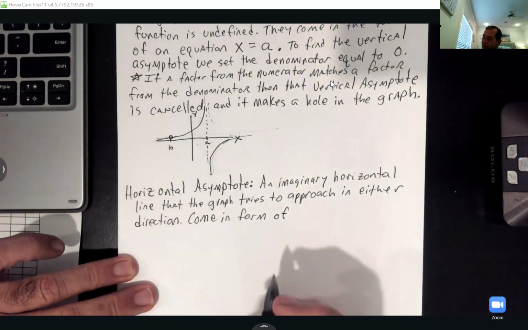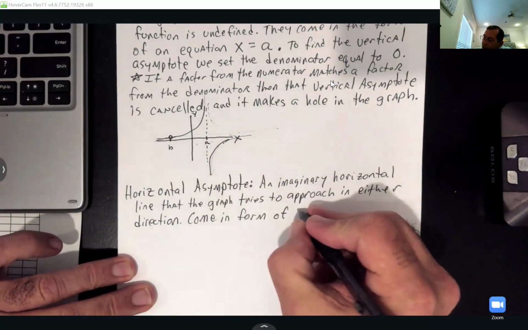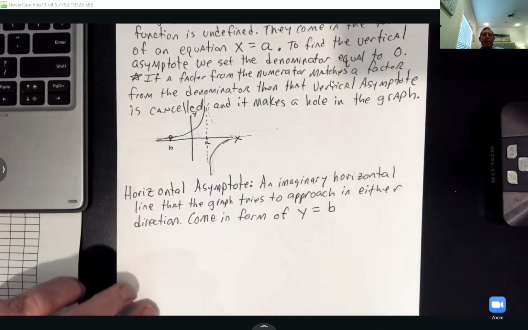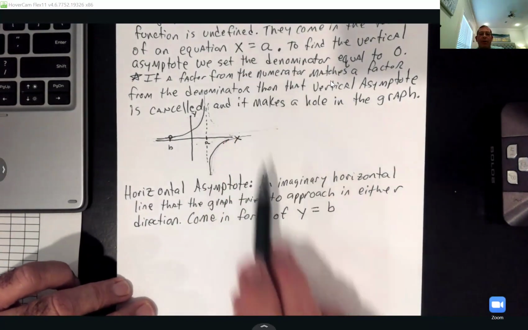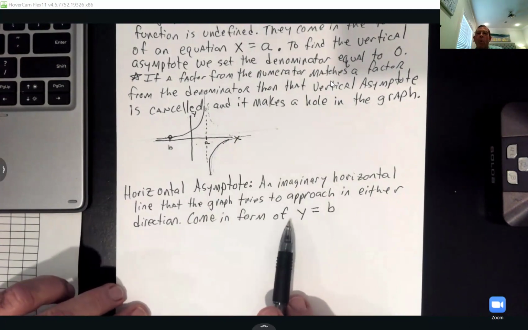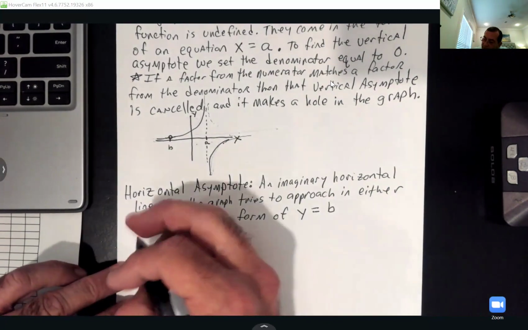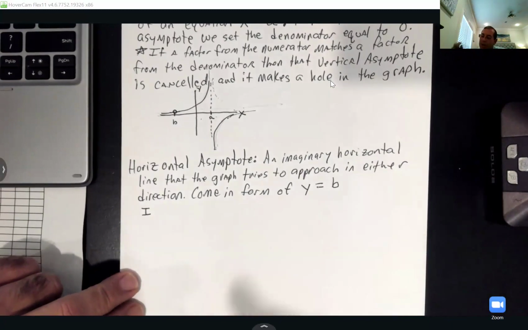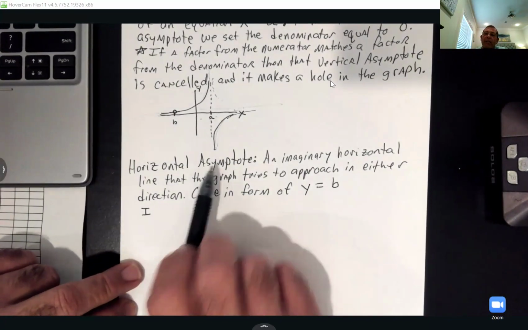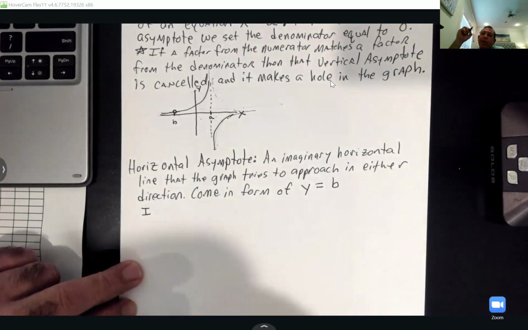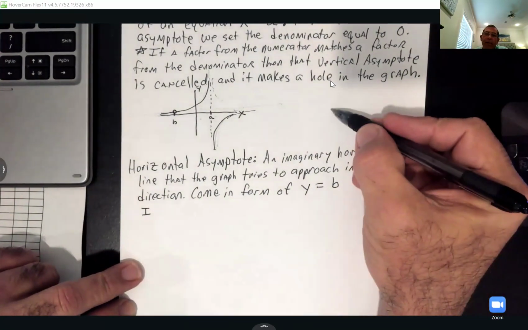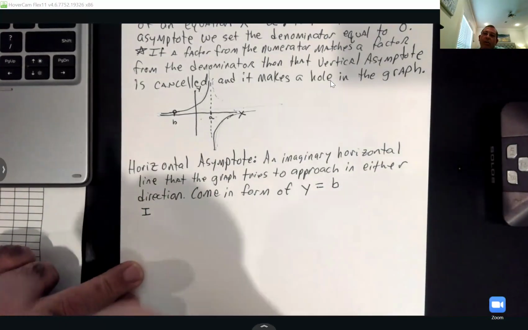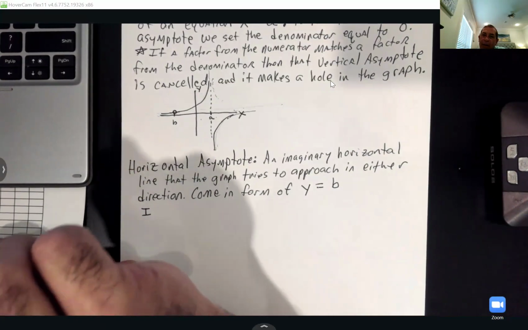Well, if you remember from our graphing, if it's horizontal lines, those are going to be y equals some number. So vertical is x equals the number. Horizontal will be y equals that number. So let me show you the three cases to determine what our horizontal asymptote will be. We look at the degree of the numerator versus the degree of the denominator. And remember, the degree is the highest exponent of each.